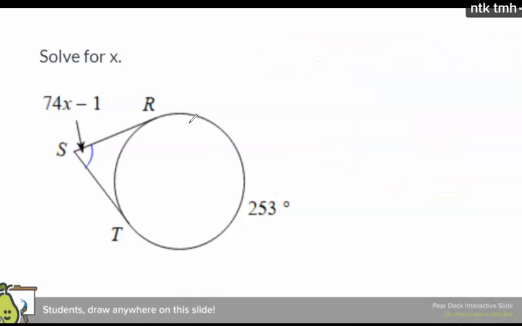Let's talk about this real quick. So this one's weird, right? So this one's probably the most difficult type of problem from 10.4. It does not give you this angle in here, but what I want you to notice is that T and R are points on the outside of the circle.